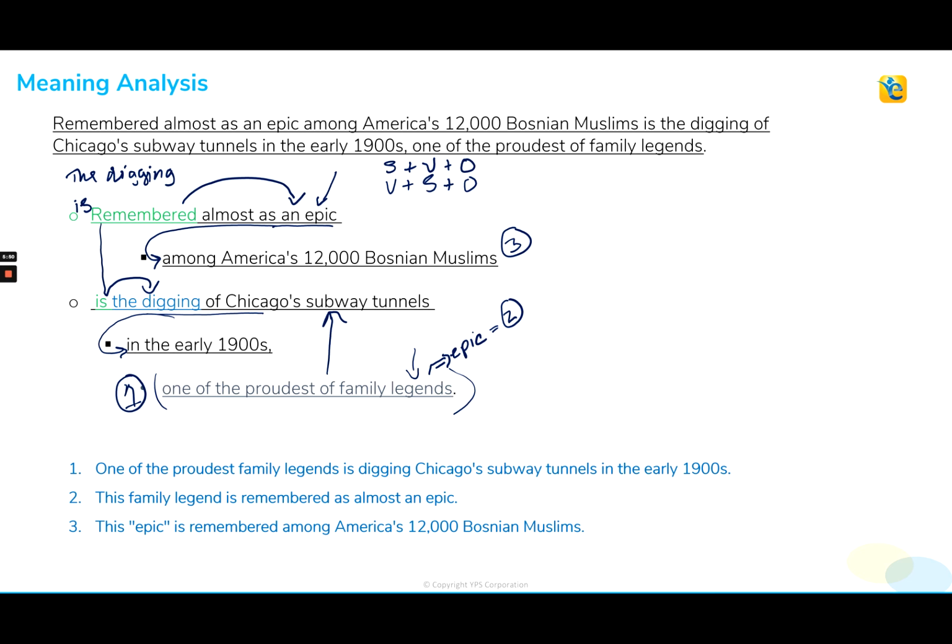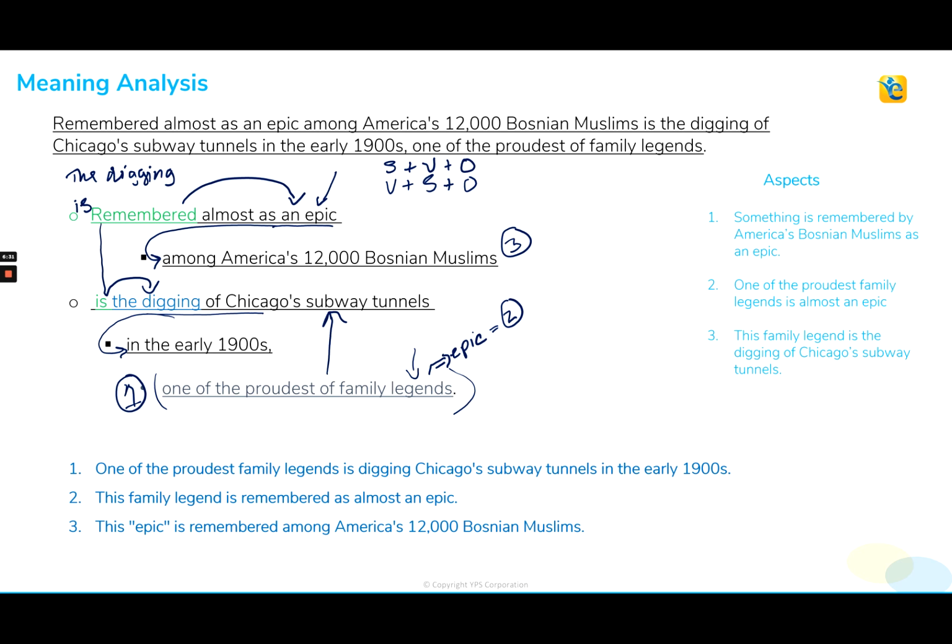Okay, so that all makes logical sense as far as the sentence being communicated in a manner that gives us that meaning of an epic, and everything's being properly communicated and making sense, that the legend would be the digging, and the legend then becomes an epic that's remembered. So let's organize this in our key aspects. That something is remembered by America's Bosnian Muslims as an epic, and one of the proudest family legends is almost an epic, and that this family legend is the digging of Chicago's subway tunnels. So you kind of see that trickle down effect.